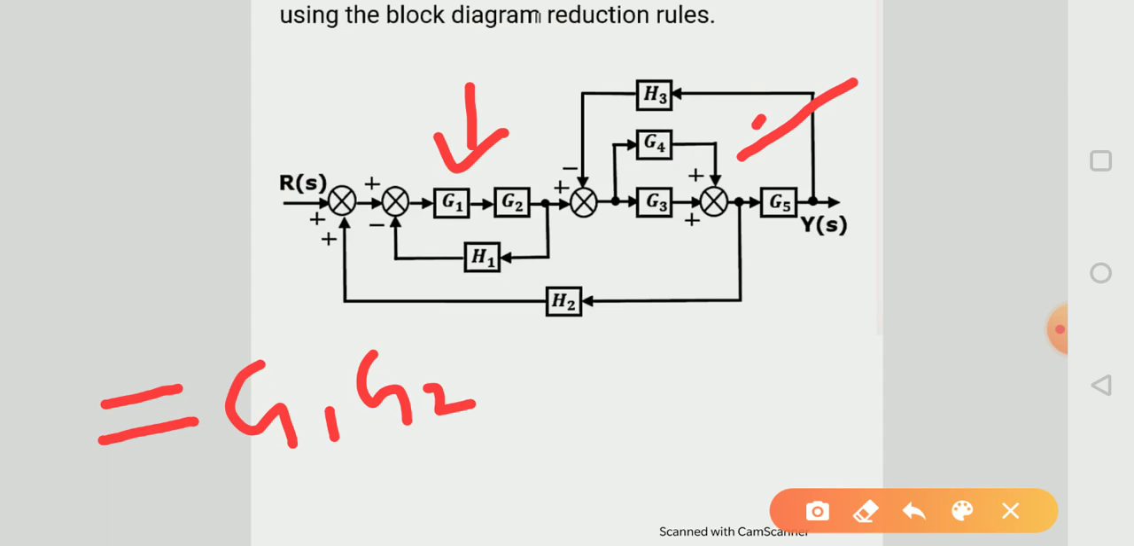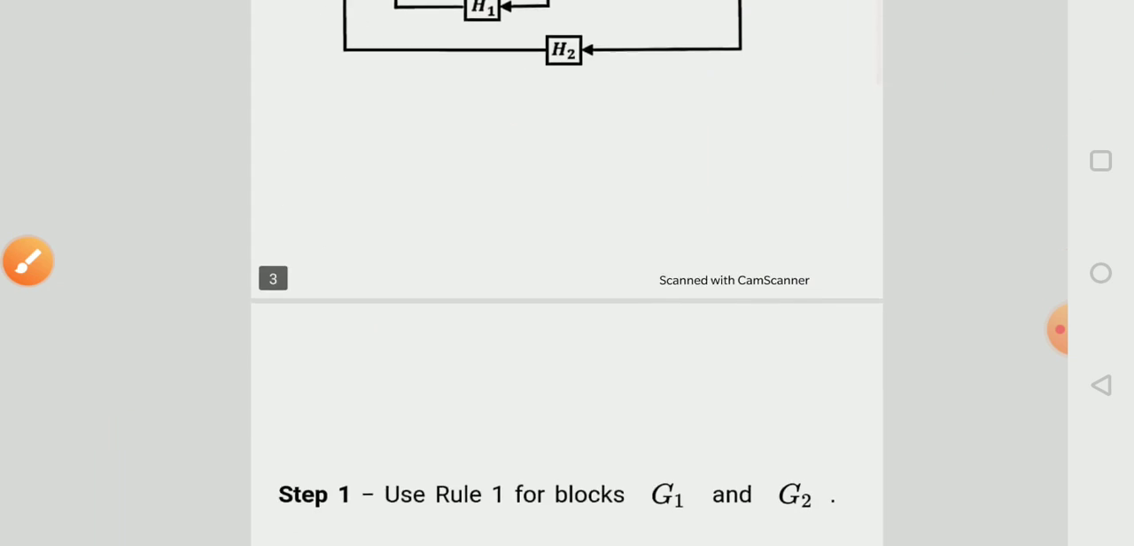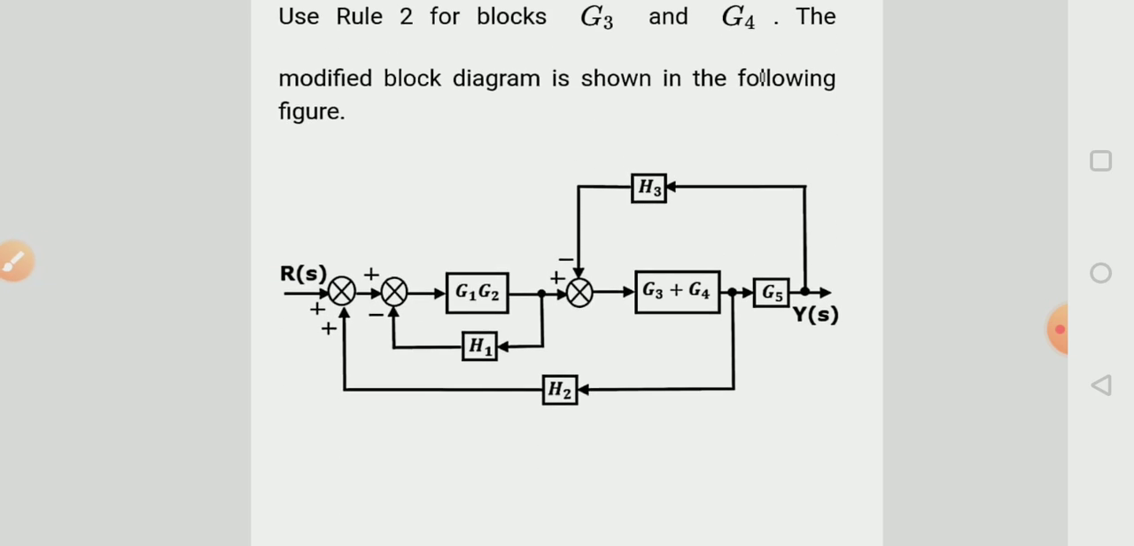And we can see that here the G4 block and G3 block are in parallel combination. So if we use the block diagram reduction technique, our answer will be G4 plus G3, because in parallel we add both blocks, because here we use a summer. It's summing both gain values. So now our block diagram is looking like this.